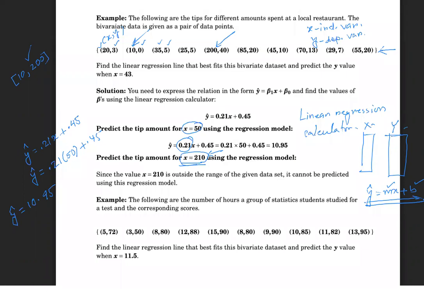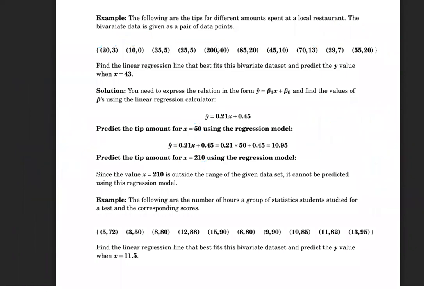Sometimes on purpose, I give this problem in the exam, and the students, without thinking, just say, oh, it's 210, I have the model, let me put X equal to 210 and calculate the number. No, because this 210 is not within the window of X values. Therefore, you cannot use this regression model to predict the tip amount for $210. So be very careful with this. All right, that's all for this one.